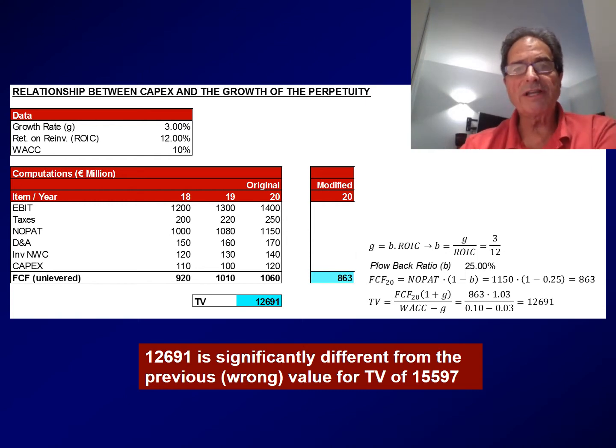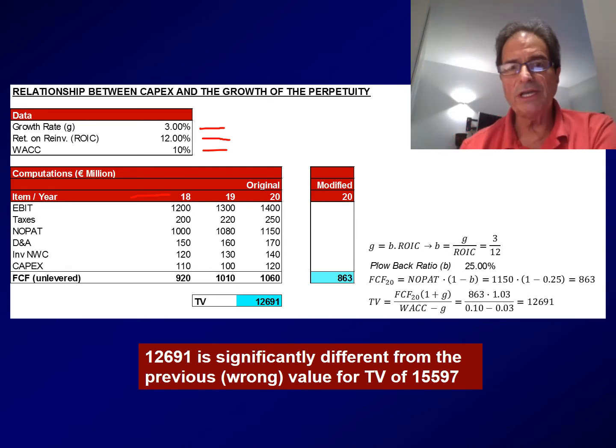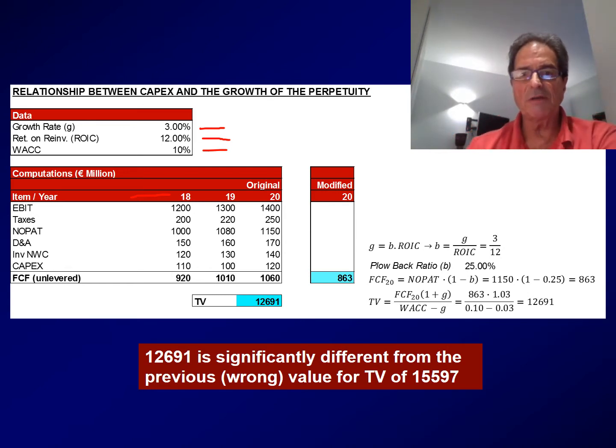So let's go back to our example, but now we are going to slightly modify it. The last three cash flows are exactly the same as before. We also have the same assumptions, the growth rate of 3% for the perpetuity and the WACC of 10%. But now we add a third assumption, which is ROIC. ROIC will be 12%.